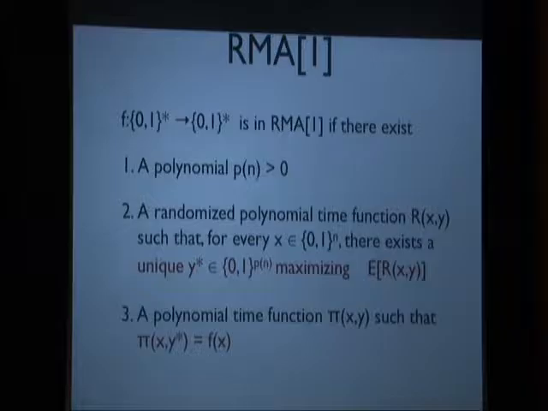So this expectation is approximable by a randomized algorithm. R of x,y can be computed, and so the expectation can be approximated. Yes. So we're going to need polynomial time. We're going to assume the expectation is exact.